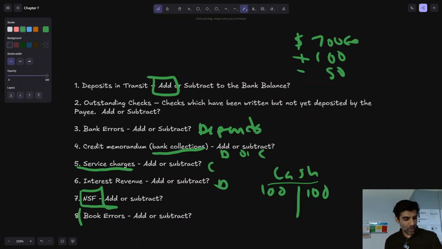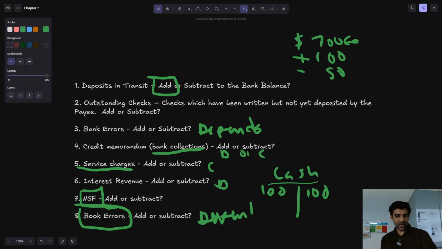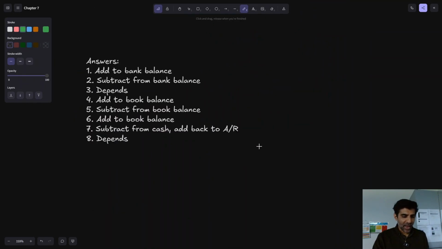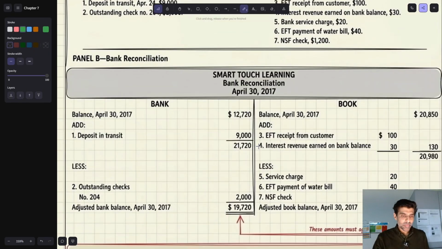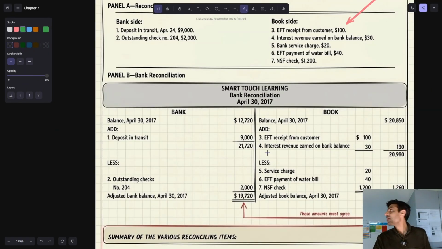Okay. And then what about a book error? We just made a mistake in our accounting books. Is it a debit or credit? Depends. Good. Okay, good. So let's just quickly look at the format of this bank reconciliation, and for the rest of the class we're just going to practice doing them.